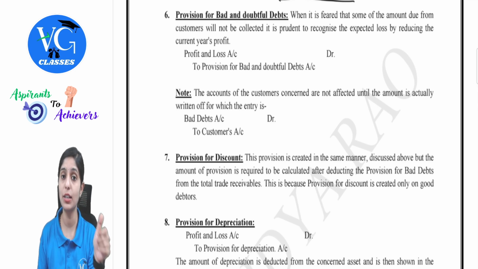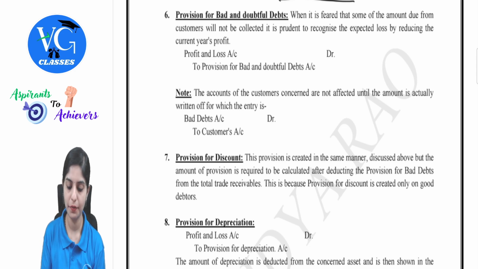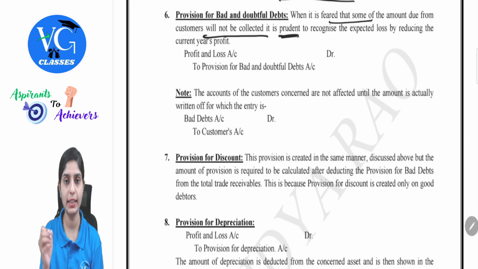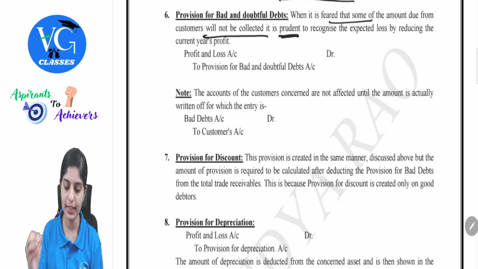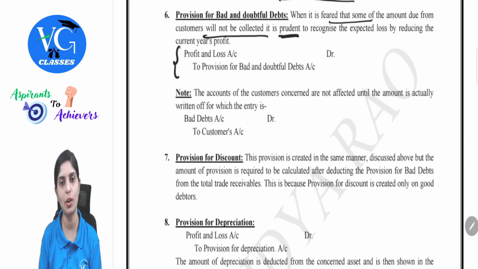Next. Most important point next is provision for bad and doubtful debts. We understood this with connection with bad debts, but here again same thing, whatever we discussed there will also be relooked. When it is feared that some of the amount due from customers will not be collected, it is prudent that it is always better to predict what could happen, to recognize the expected loss by reducing the current year's profit. So when we do that, the entry what we observe is profit and loss account debit.